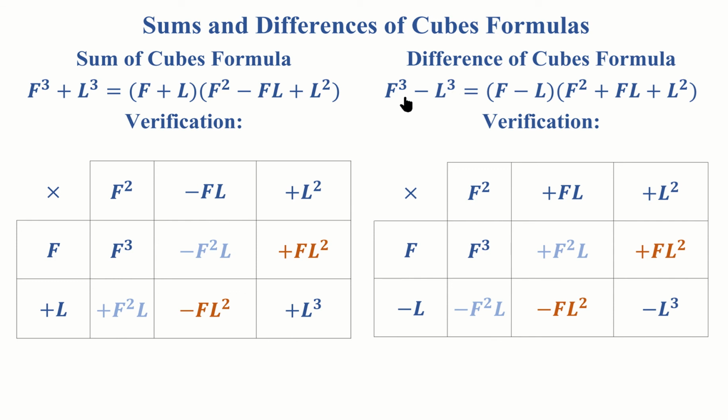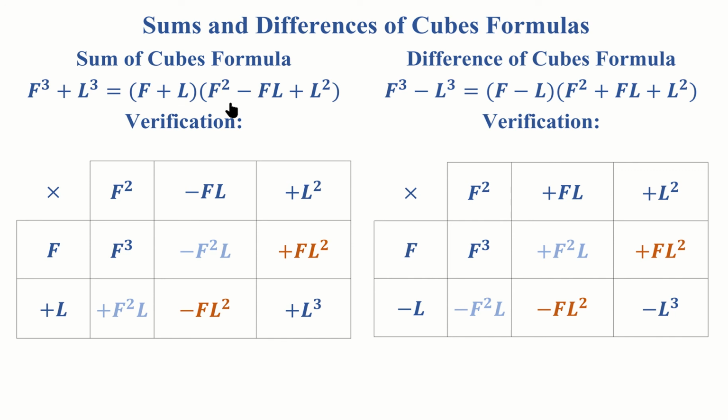When we're dealing with a subtraction, f cubed minus L cubed, the sign between the first two terms in the first group of parentheses is minus. The ones in that second parentheses group are all positive. Those are some of the ways you can use to remember those. Now the verification again is simple.